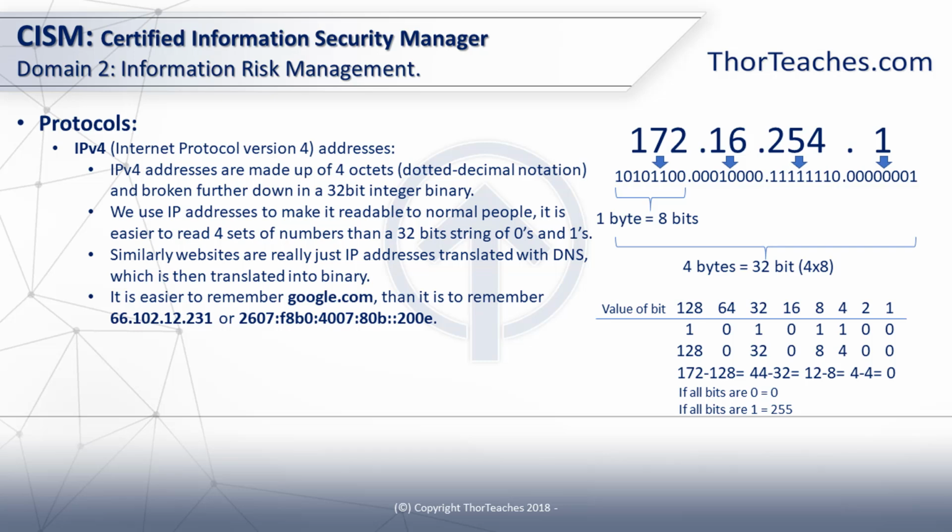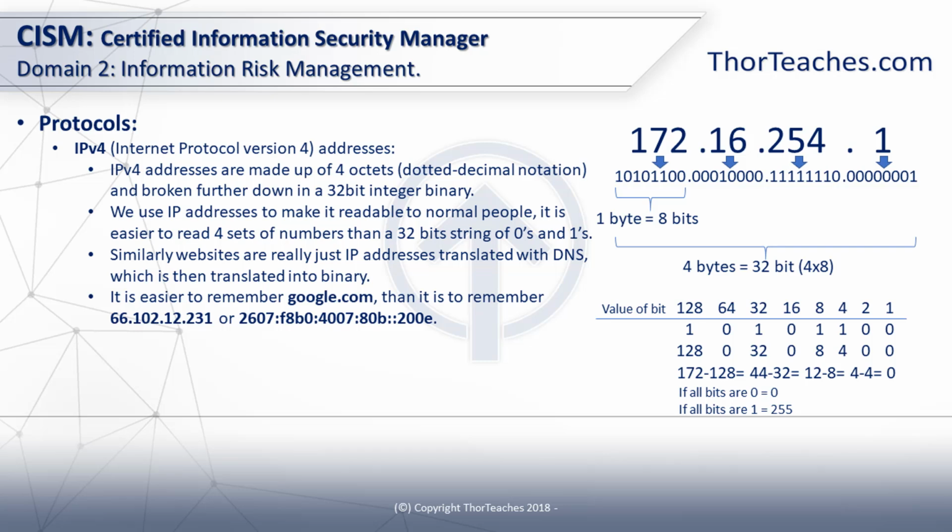It's much easier for us to say 172.16.254.1 than it would be to use the actual binary, 10101100.00010000.11111110.00000001. That would just get confusing and annoying. You can see a breakdown here on the right of the IP address I've used and how each number would break into the binary 8-bit number.